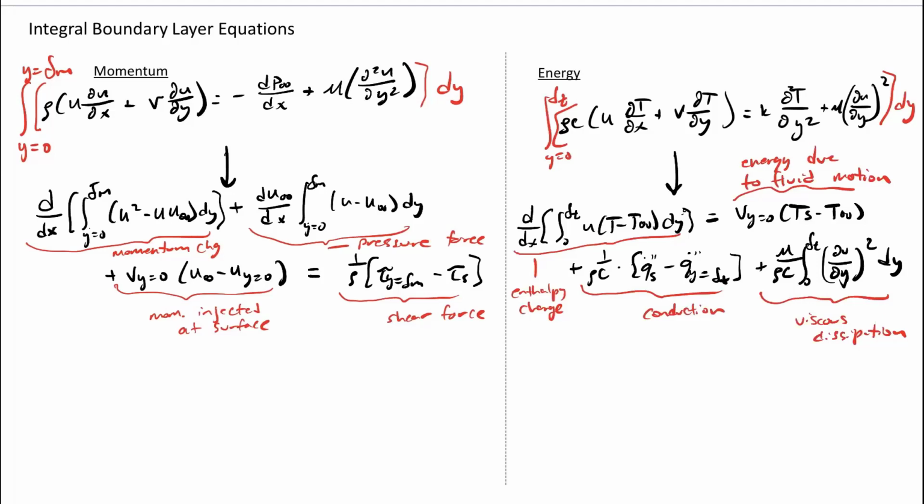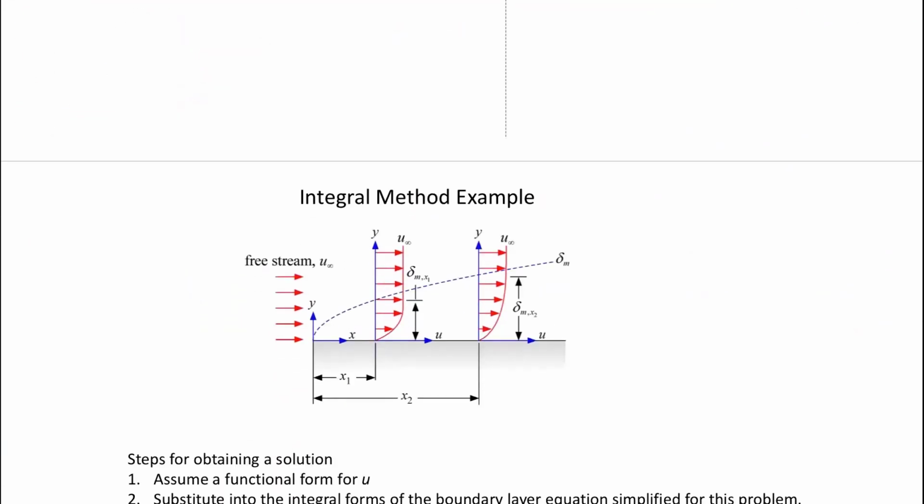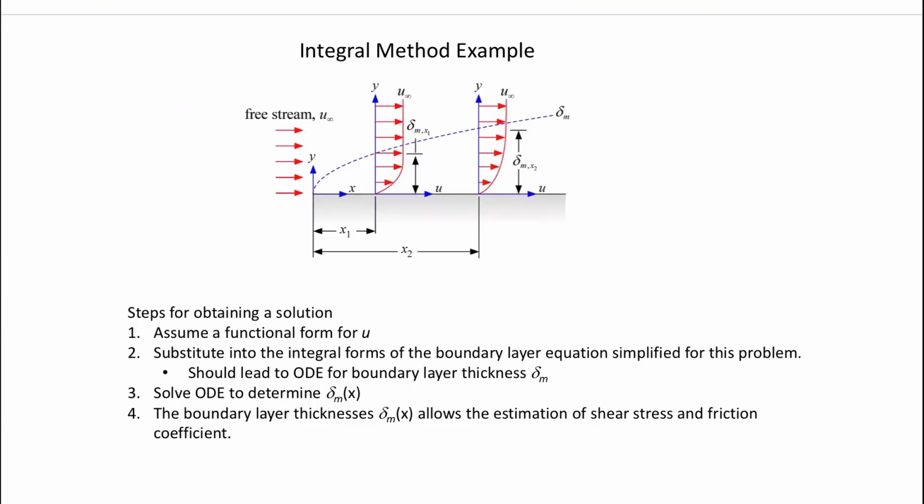Okay, so let's go through a quick example here. What we're going to do is start with a problem that we could actually solve, not with this method, just so we can compare it. Let's go through and solve our boundary layer equations for just the classical situation, and let's see how an assumed velocity profile compares with our exact solution, the self-similar solution for friction coefficient.